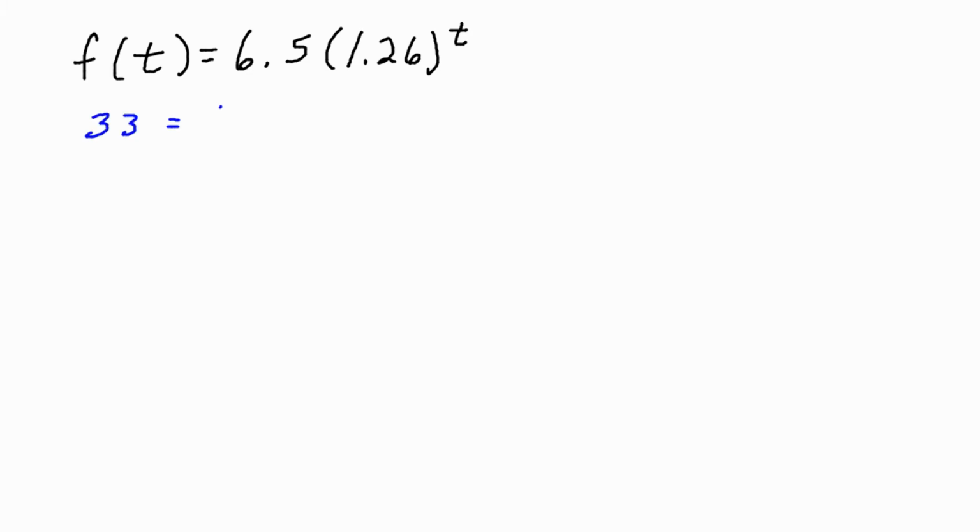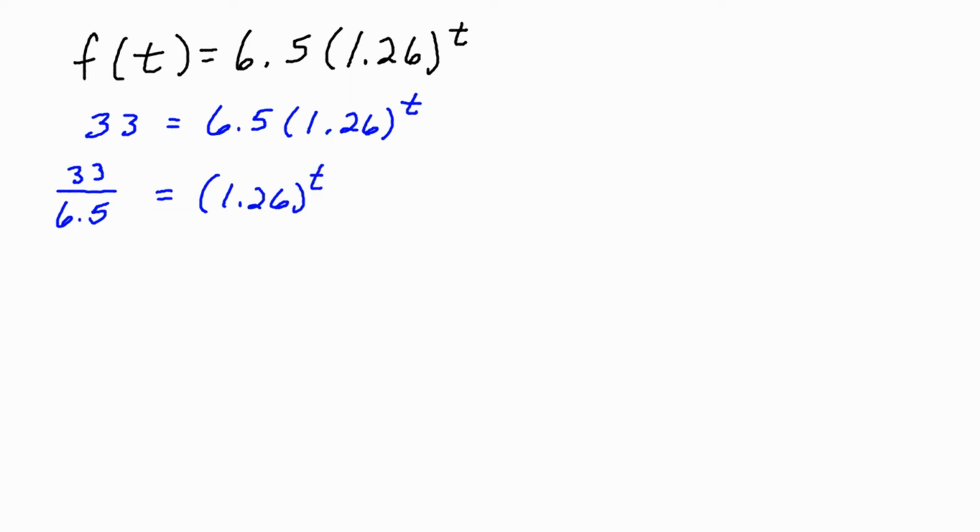So 33 equals 6.5 times 1.26 to the t power. First, we want to divide by our a, so divide both sides by 6.5. I have 33 divided by 6.5 equals 1.26 to the t power.